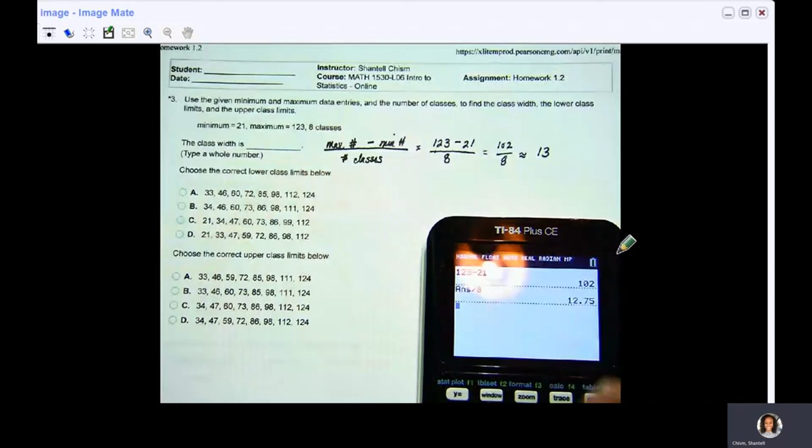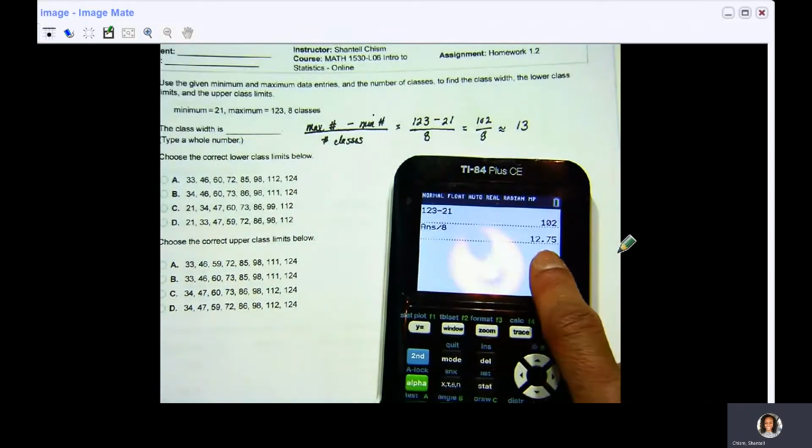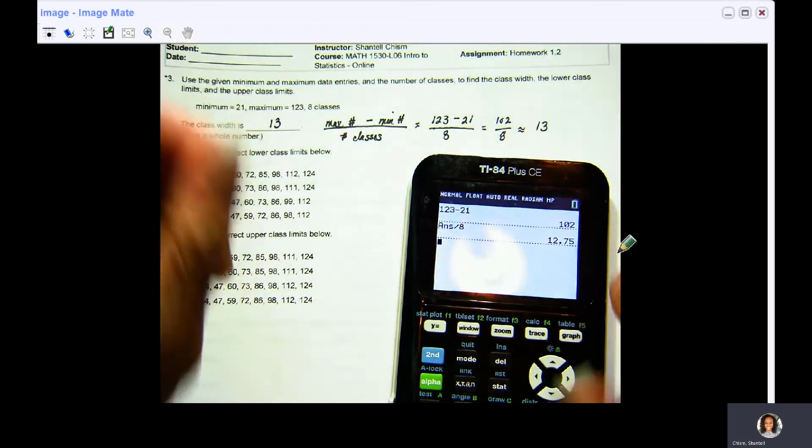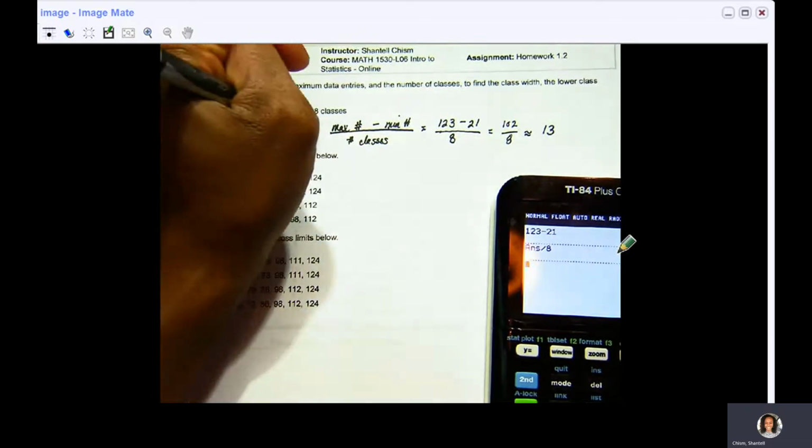Okay. But even if this had been, let's say, 12.3, I still would have made it 13. The reason you always round up for the class width is because you would rather have your classes be a little bit longer than necessary than too short, and you could potentially leave out some of the data entries. Okay, you don't want to leave out any data entries. So that's why we always round up. So even if that number again had been like 12.3 or 12.4, we would have still made the class width 13. Okay, always round up the class width.